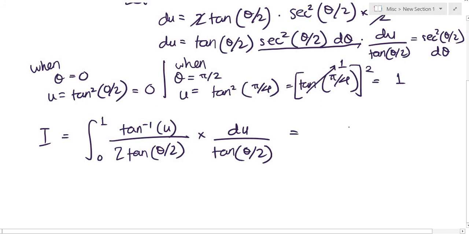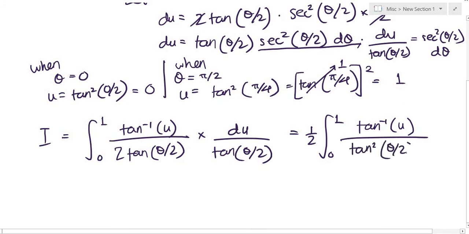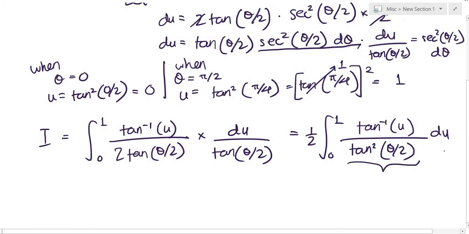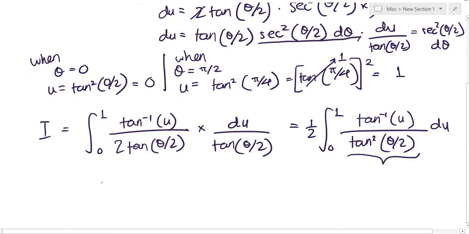Now notice that we can take the half outside. We have the inverse tangent of u, and we have 2 tan theta by 2 being multiplied together. So we have tan squared theta by 2. We have a du. Now notice, what was our u? Our u was nothing but tan squared theta by 2, right? And we have exactly that thing in the denominator now. So now you see why my substitution was quite powerful in this case.